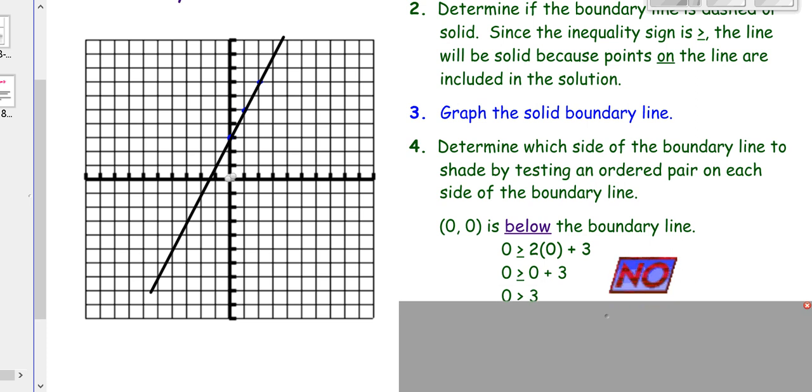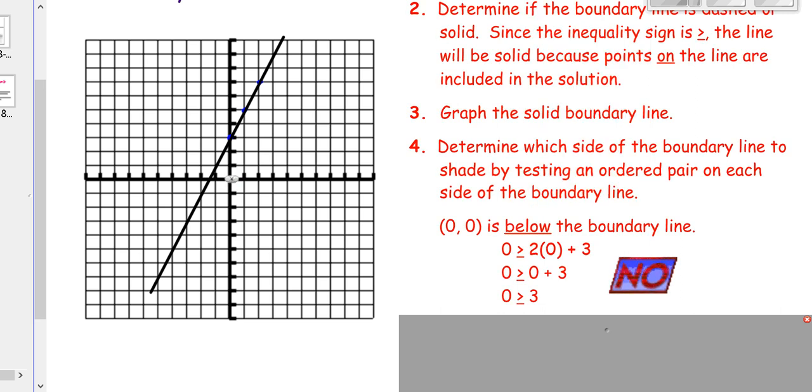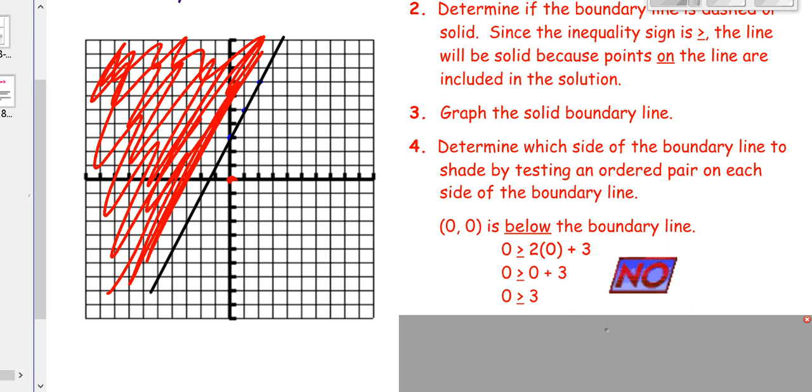0 is greater than or equal to 0 plus 3. 0 is greater than or equal to 3. No, this is not true. So this point that we placed on our graph, sorry, my point got a little messed up. Let's fix that. Okay, it does not satisfy the solution. Since it does not satisfy the solution, we are going to shade in the opposite region.